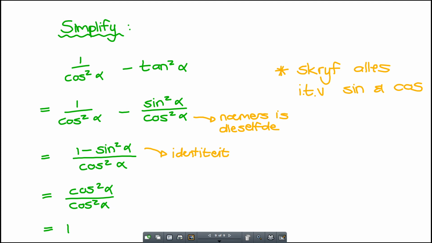Now, here I worked with theta and alpha, so the angle was unknown. So let's work with a specific angle.